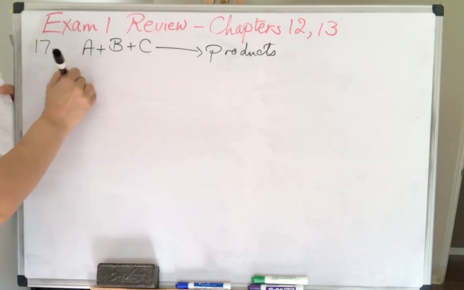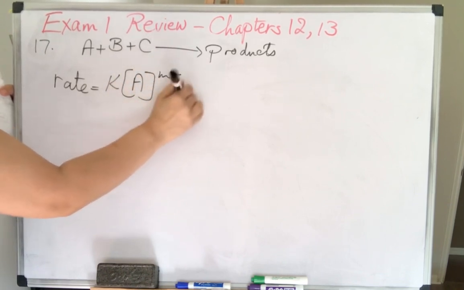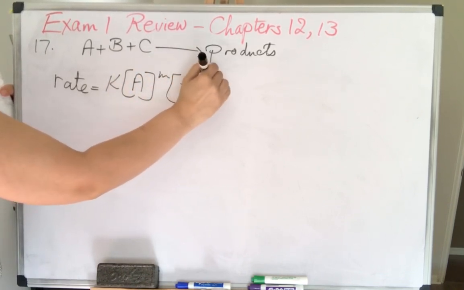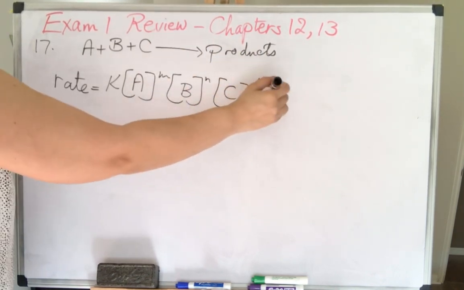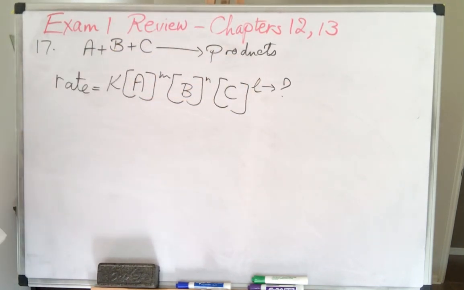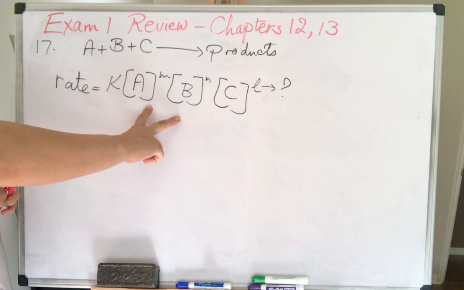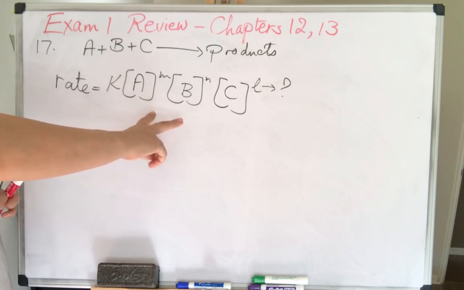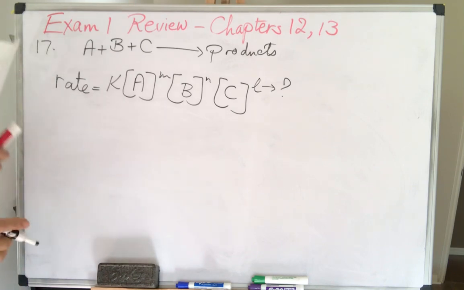So rate is k, A to m, B to n, and let's call the exponent for C l. So we are solving for l, but before finding l, we need to find m and n. If you pay attention to the data table, there is no possibility that you will find any two sets of reactions where A and B concentrations are constant, so you can't find l straight away. So you need to find m and n first.